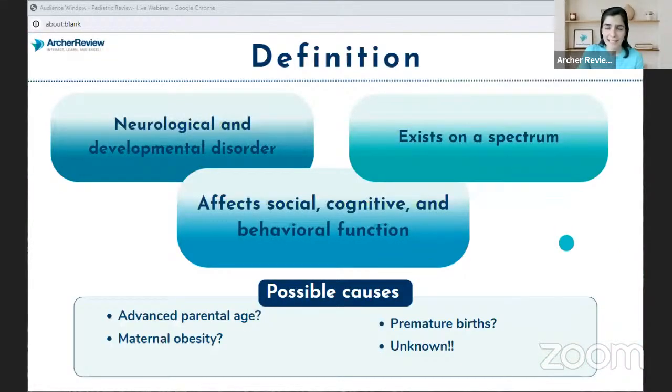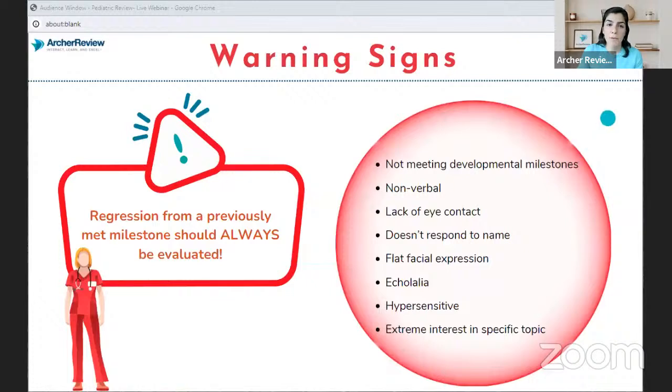So with autism, it is now a spectrum disorder. It's both a neurological and developmental disorder and affects social, cognitive, and behavioral function. Autism is really difficult for families. We do not know the cause. There's a lot of guilt associated with it, with parents. I want you to support those families and those parents. Try to identify it early and know the warning signs.